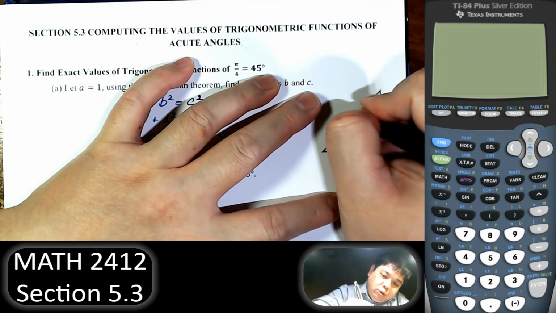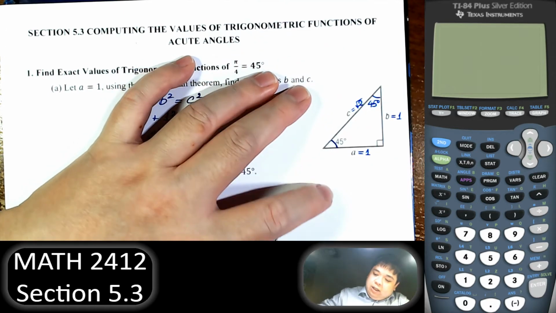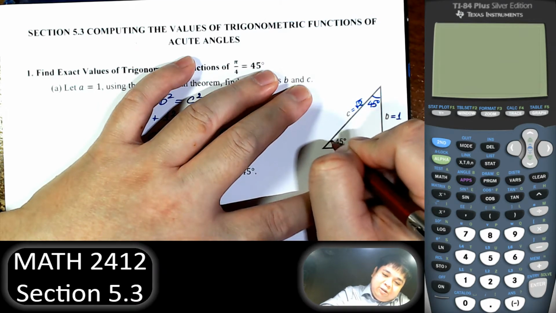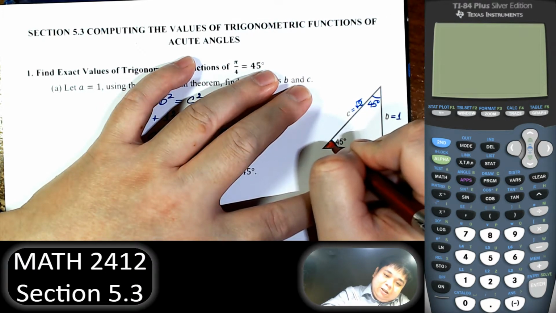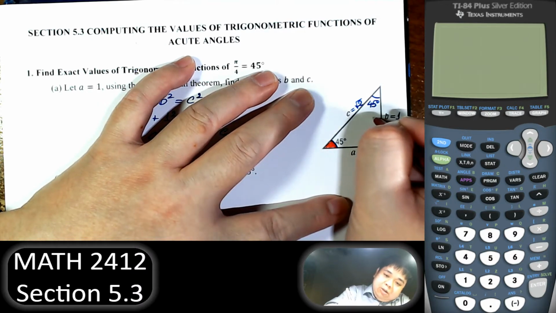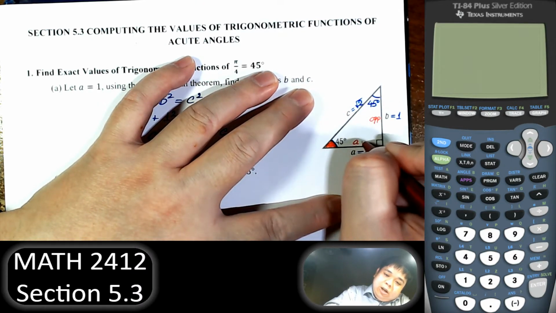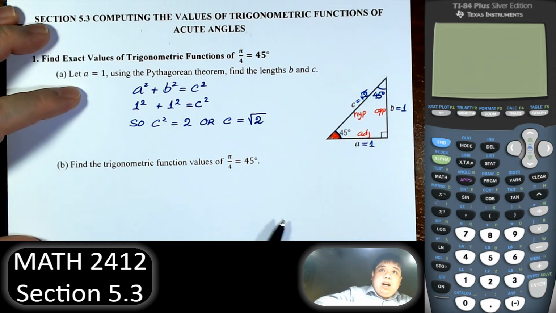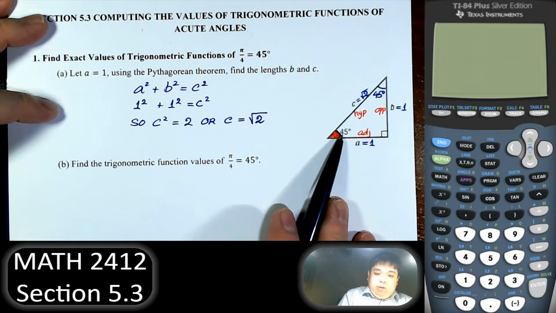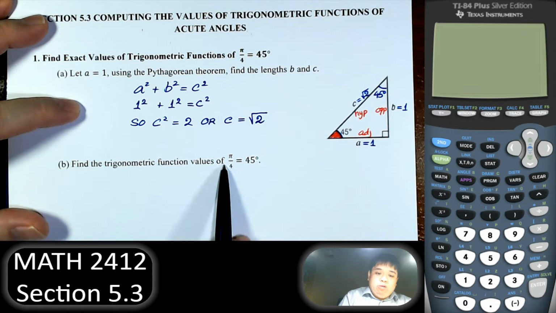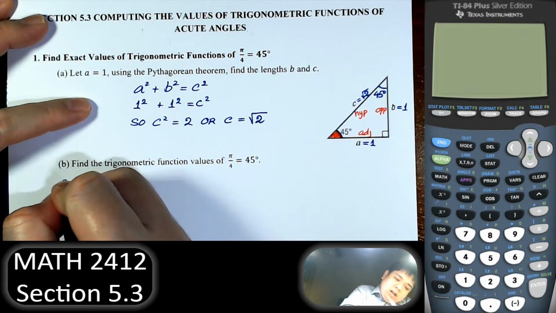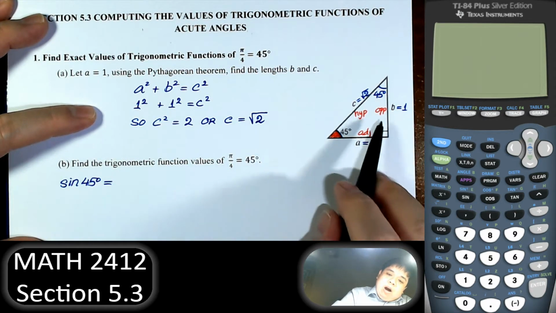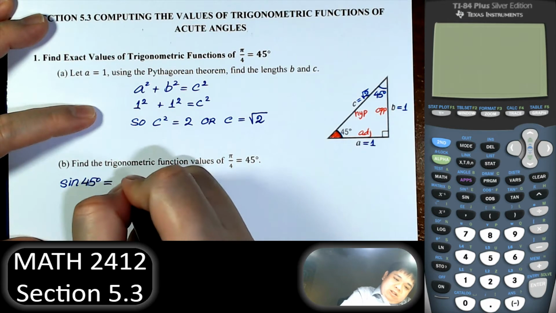So C will be the square root of 2. And in this triangle, with respect to this angle here, this is opposite, this is adjacent, and this is hypotenuse. With that, we can write the six trigonometric functions for 45 degrees. 45 degrees is pi over 4 radians. Right, so sine of 45 degrees is equal to opposite over hypotenuse.